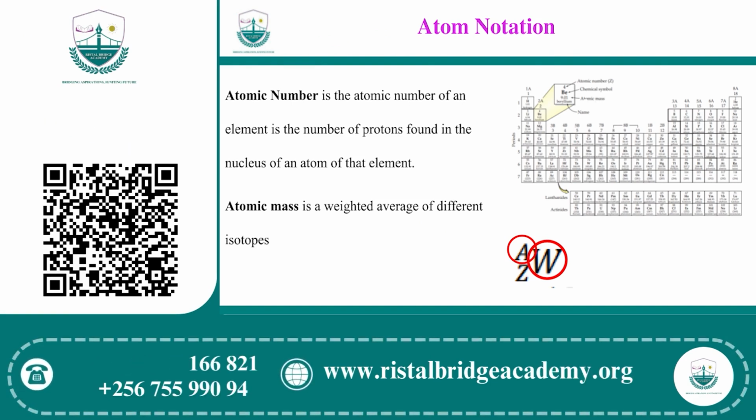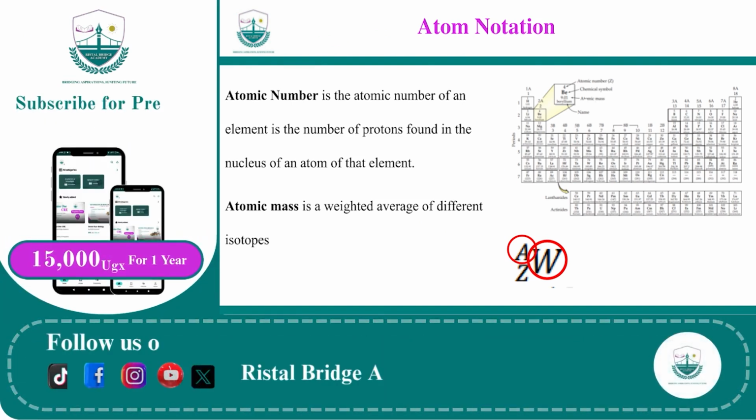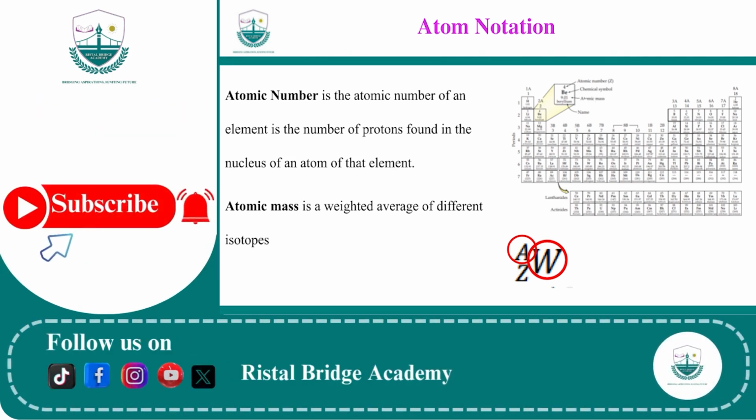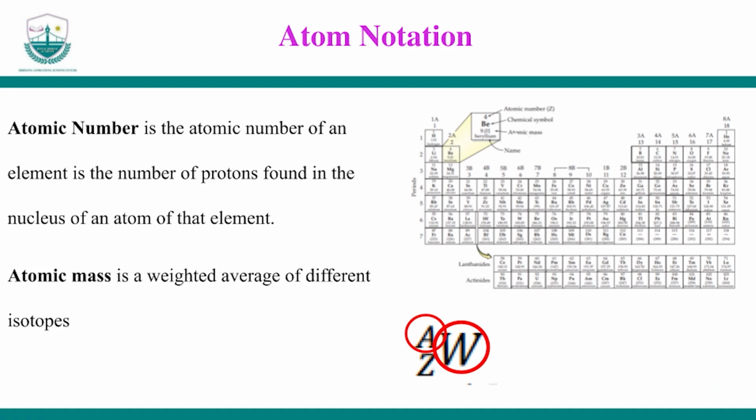So if you find any figure replacing A, that figure is basically the atomic number, and it is the number of protons. Now, any number that is below the symbol of that element is the atomic mass. So what is the atomic mass?